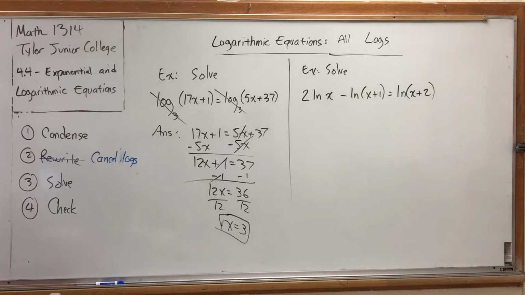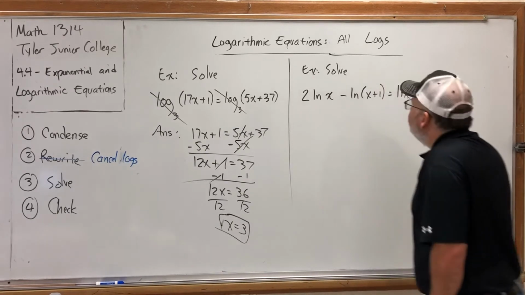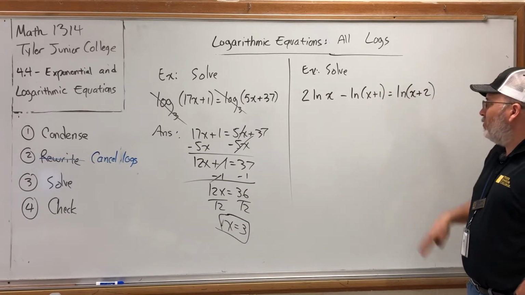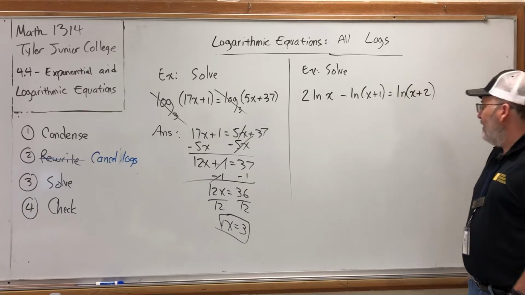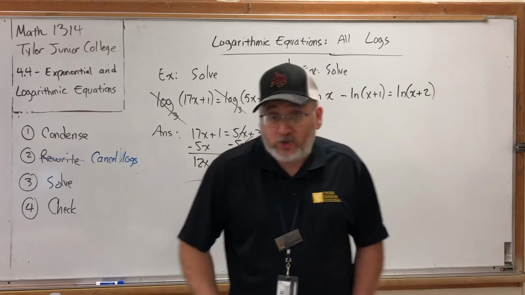But what about the other one? Well, it's nothing we can't handle. It's going to be a little bumpier of a ride, but I think we'll enjoy the ride. Solve 2 times natural log of x minus natural log of x plus 1 equals natural log of x plus 2. Do you remember what I said you shouldn't do first?